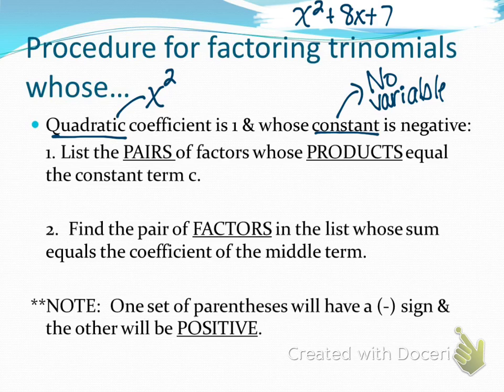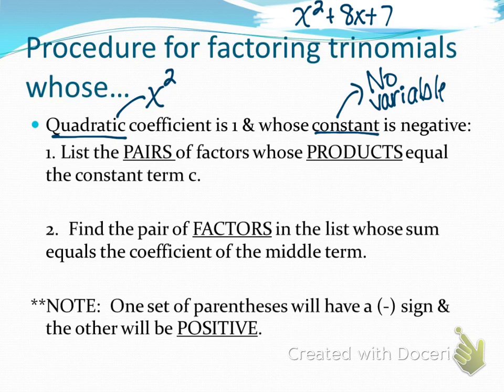The difference here is that if we are multiplying up to be a negative number, our constant is negative in the back. The only way we multiply to get a negative number is if what happens? One of our numbers has to be, they have to be opposites. One has to be positive and one has to be negative. So that's why it says down here at the bottom, one set of parentheses will have a minus sign and the other will be positive.